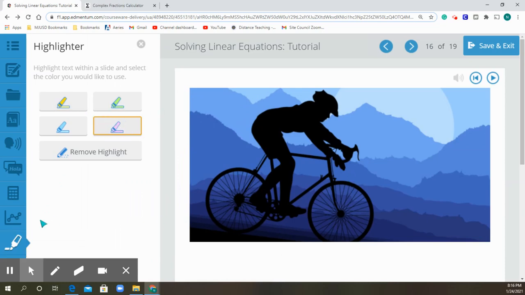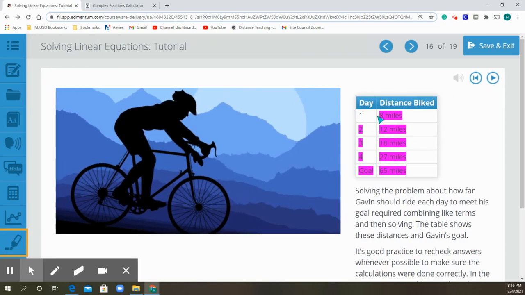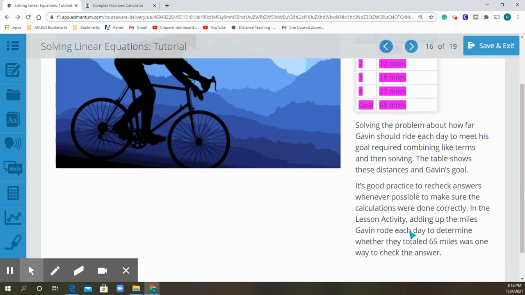Bam. This is really not... Okay, so I highlighted those. All right. All right.